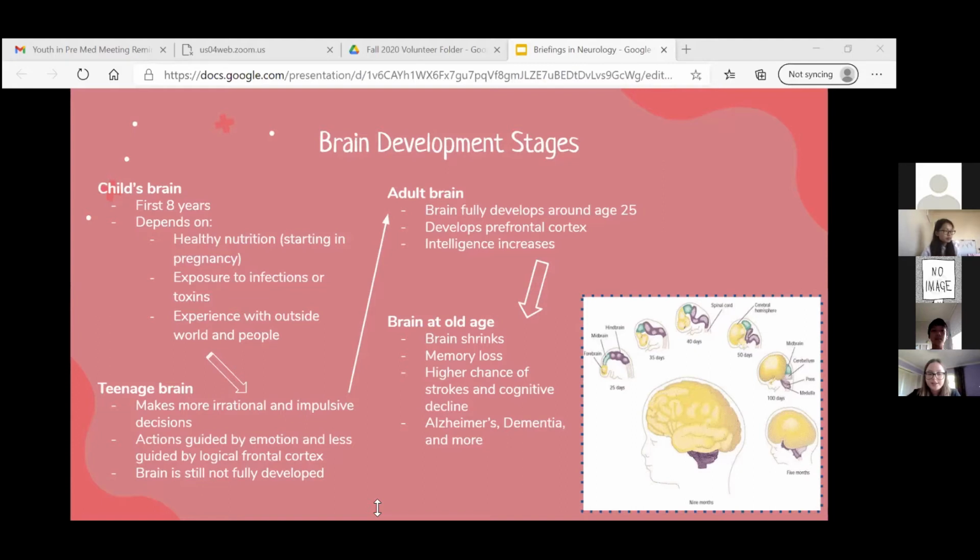The third stage is adult brain development, and your prefrontal cortex, which handles cognitive skills like solving problems and making decisions, is more developed. The brain fully develops around age 25 and intelligence increases. The brain at an old age shrinks and memory loss becomes more common. You have a higher chance of strokes and your brain goes through a cognitive decline. You are also more vulnerable to getting diseases like Alzheimer's and dementia, which we will soon go over as well.